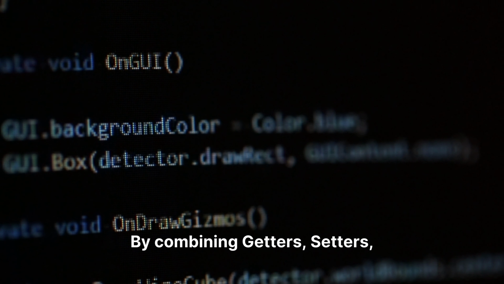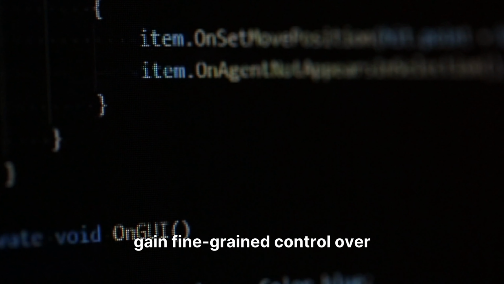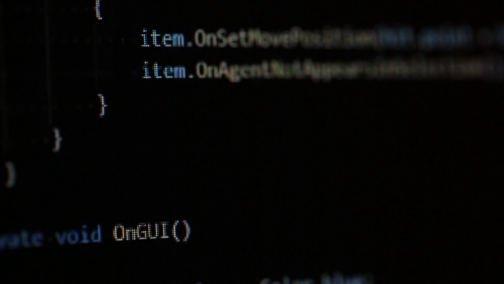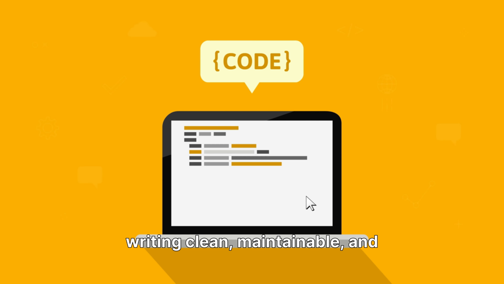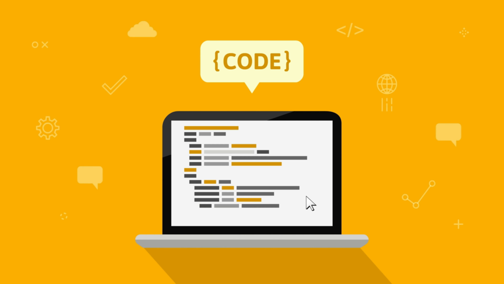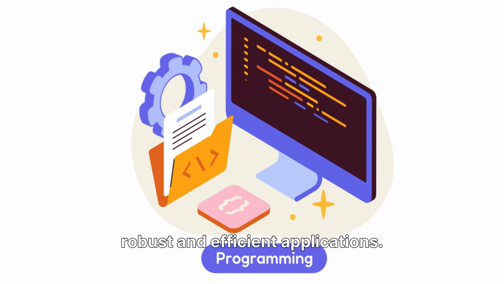By combining getters, setters, and access modifiers, you gain fine-grained control over your object's state and behavior. Mastering these concepts is a significant step towards writing clean, maintainable, and secure object-oriented code. Keep practicing, and you'll soon be building more robust and efficient applications.